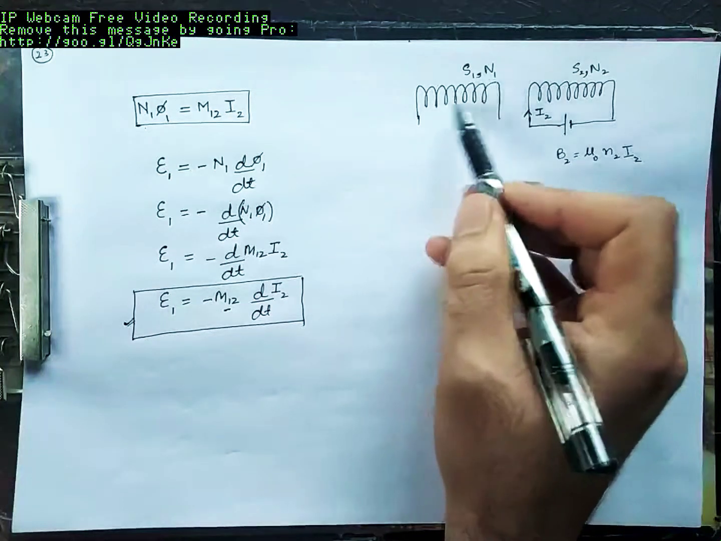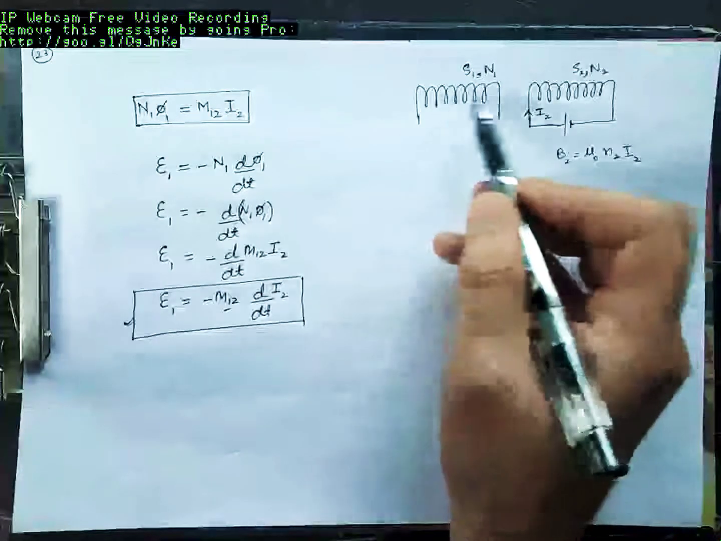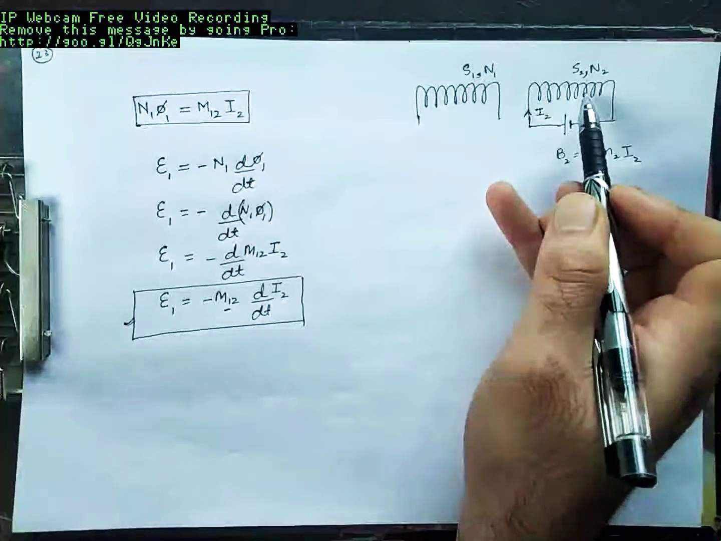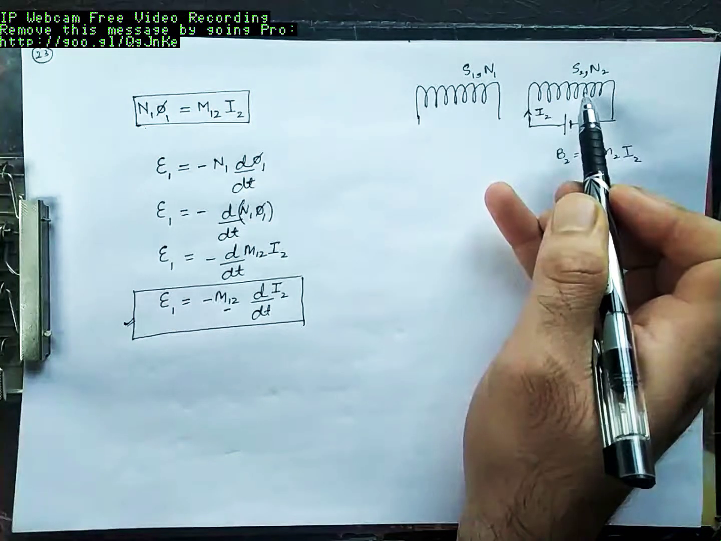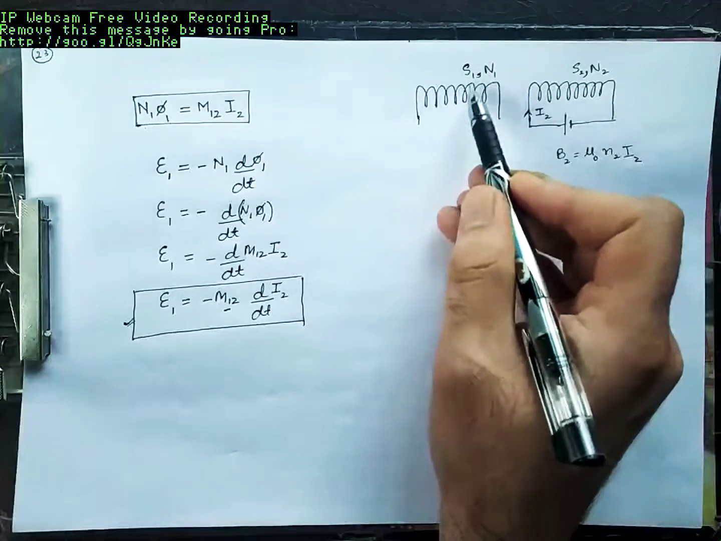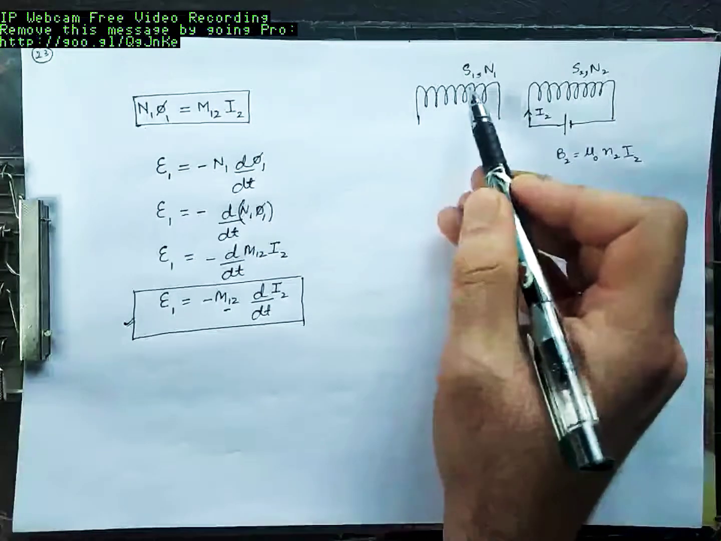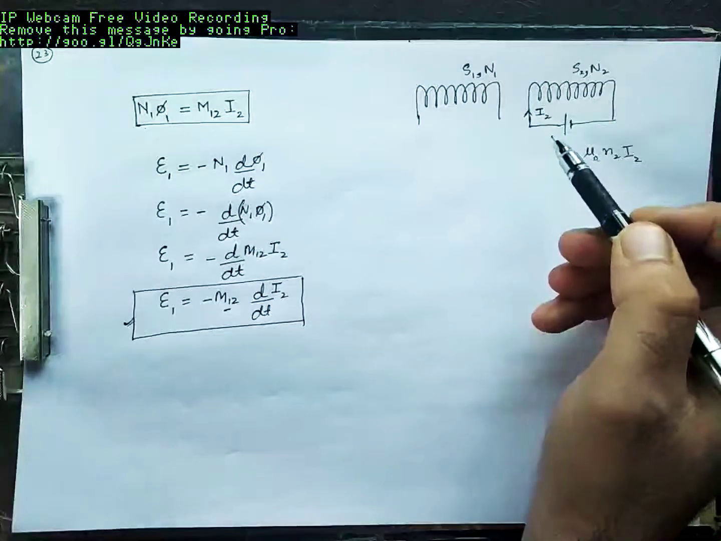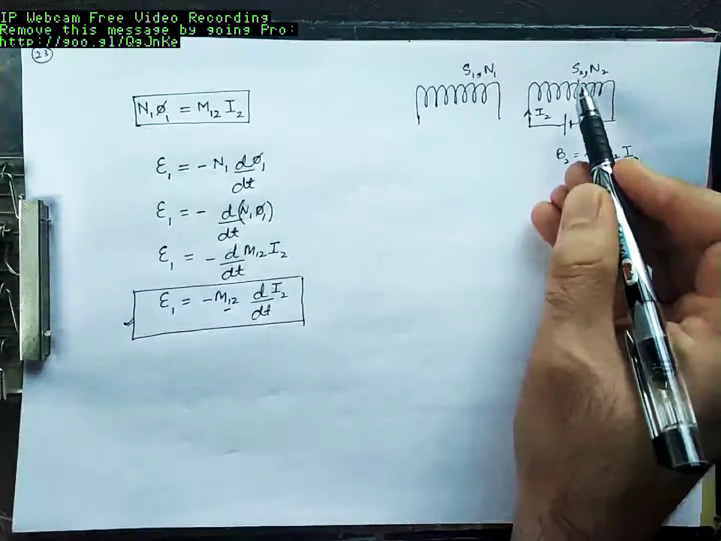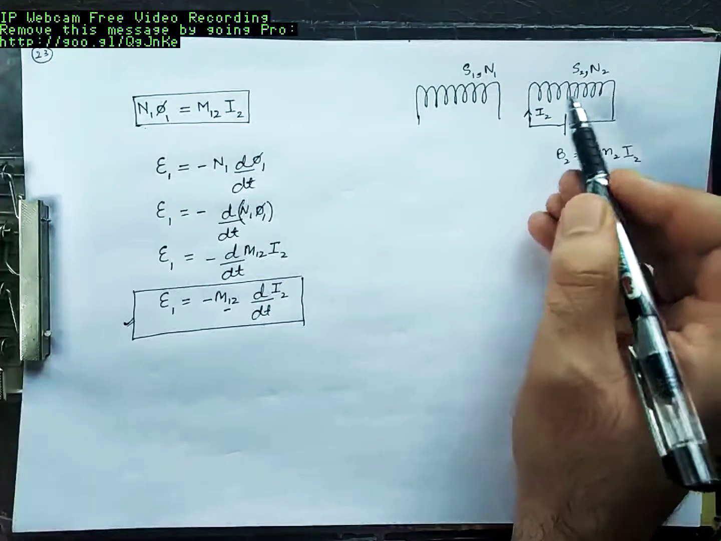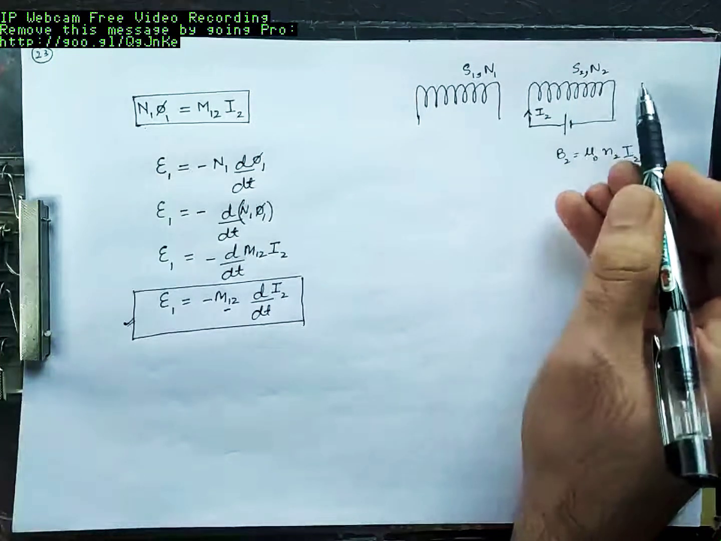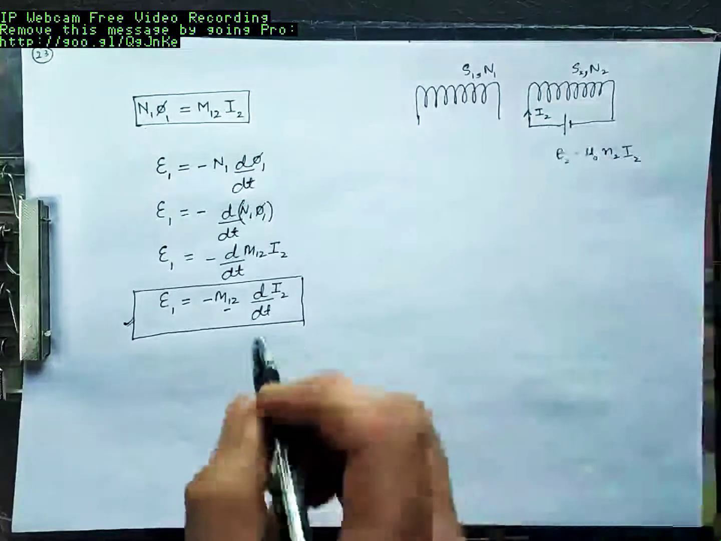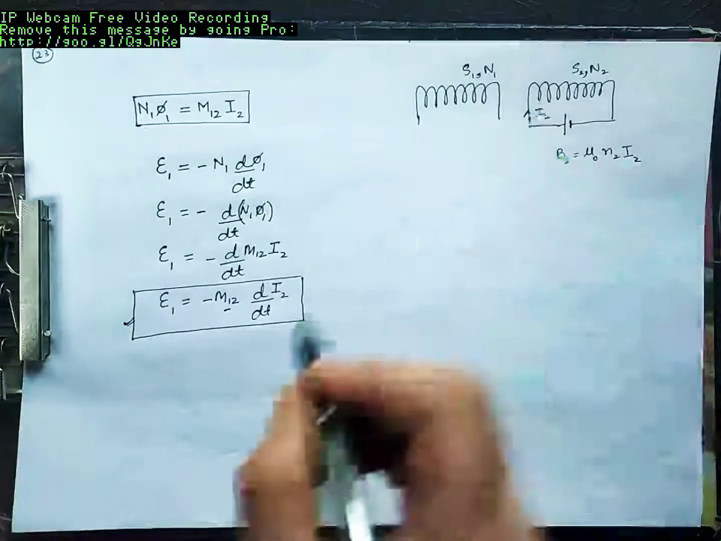How will this experience a change in flux? Where is the flux coming from into this coil? The flux is coming from here, solenoid S2. In order for this flux through solenoid S1 to be changing, the flux produced by solenoid S2 should be changing. How can S2 produce a changing flux? It will produce a changing flux only when the current flowing through this solenoid is changing. So if this current I2 changes, you have dI2 by dt.